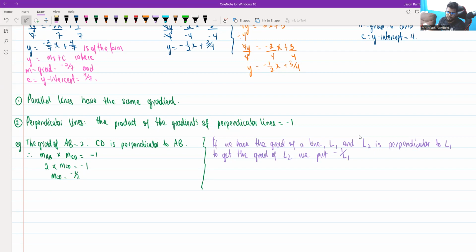That's it. For example, down here, I have the gradient of AB. I want the gradient of CD. The gradient of CD is -1 over the gradient of AB. Easy?